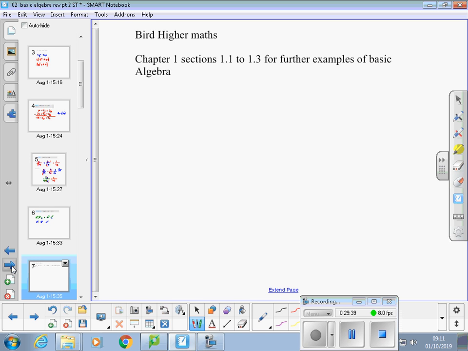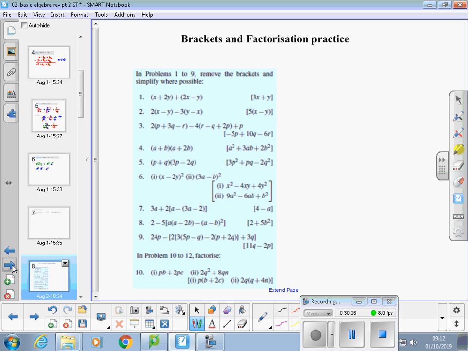Chapter 1, sections 1.1 to 1.3, further examples of basic algebra. You're going to get some practice in class, but also spend some time just practicing a bit so that you become comfortable with it. Have you got that page in your notes? Yeah. Right.